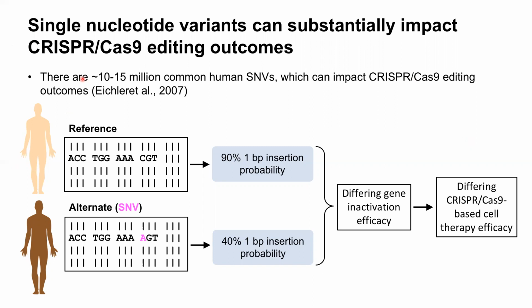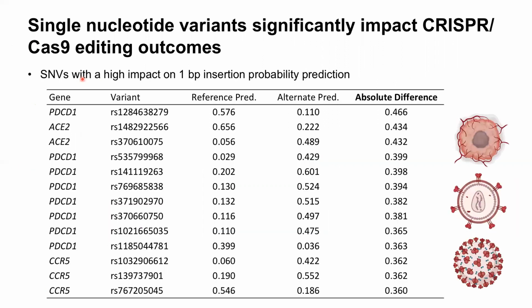pair resolution. So we utilized CROTON to evaluate the effect of SNVs on one base pair insertion probability prediction, and we found a significant impact. Here you can see a table describing SNVs with a particularly high impact on CROTON's one base pair insertion probability predictions for our genes of interest. You can see the absolute difference between CROTON's predictions for the reference and alternate sequences, which differ by an SNV, are all greater than 0.36.